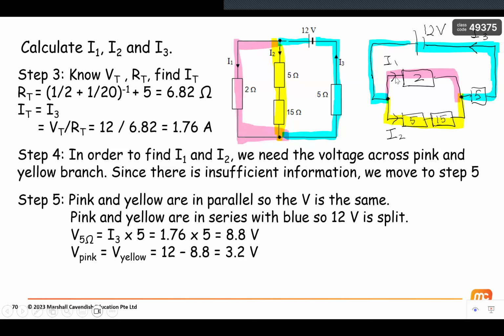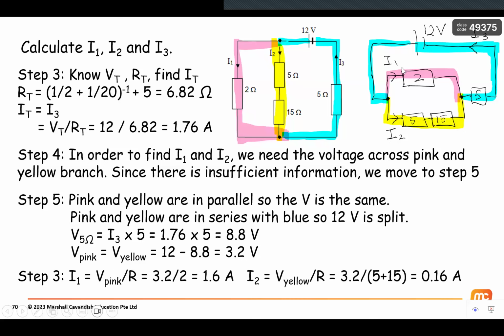Now with the voltage and the resistance, I can find the current. I move back to step number 3 to apply V equals IR. So I1 equals the pink voltage divided by 2. It's 3.2 over 2, 1.6 amperes. And then I2 will again use the same voltage, 3.2 divided by 20. I get 0.16 amperes. So this is how I solve a circuit question.